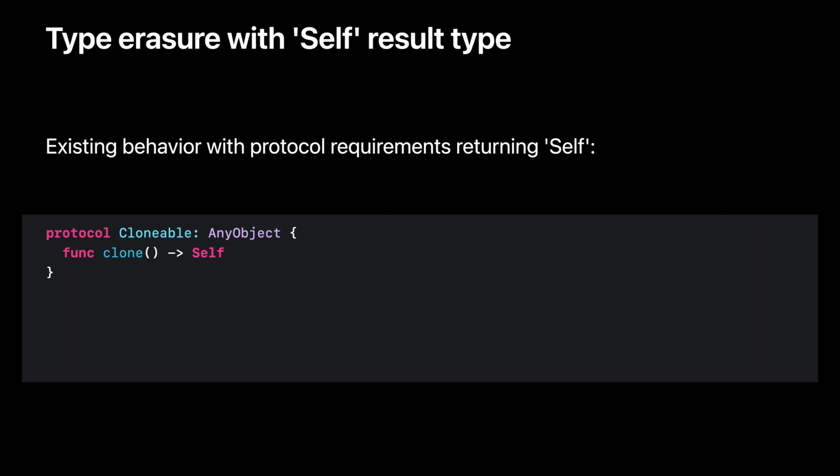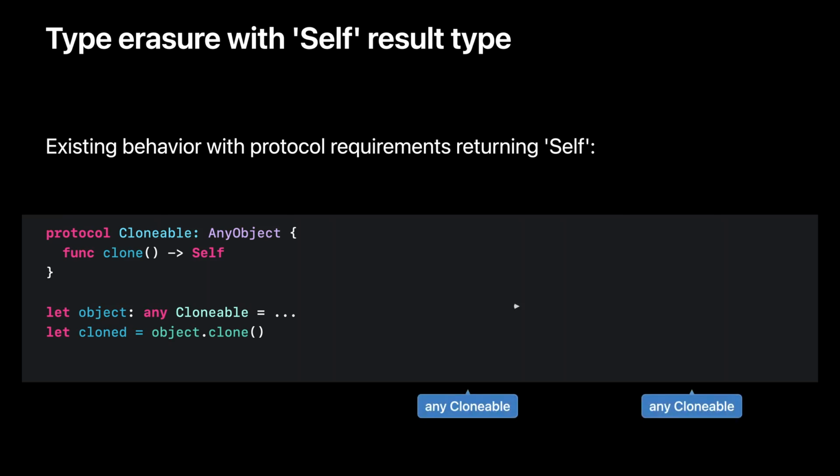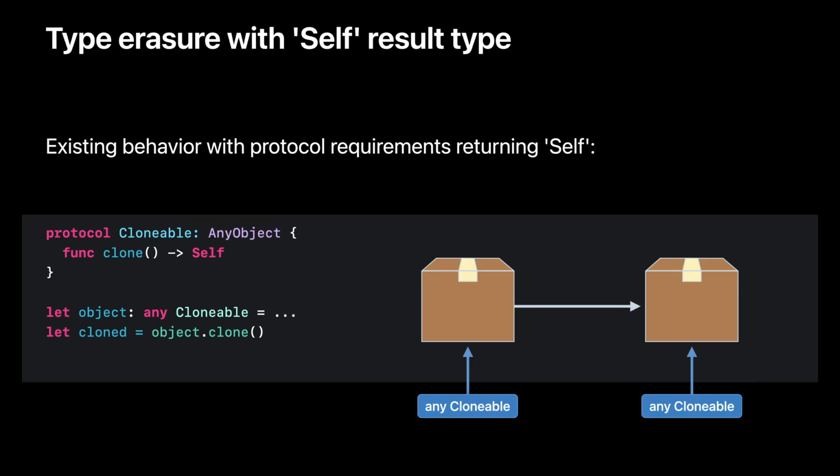The type erasure behavior with associated types is actually similar to an existing language feature you may have seen in Swift 5.6. Consider a protocol for cloning reference types. This protocol defines a single clone method returning self. When you call clone on a value of type any clonable, the result type, self, is type erased to its upper bound. The upper bound of the self type is always the protocol itself, so we get back a new value of type any clonable.